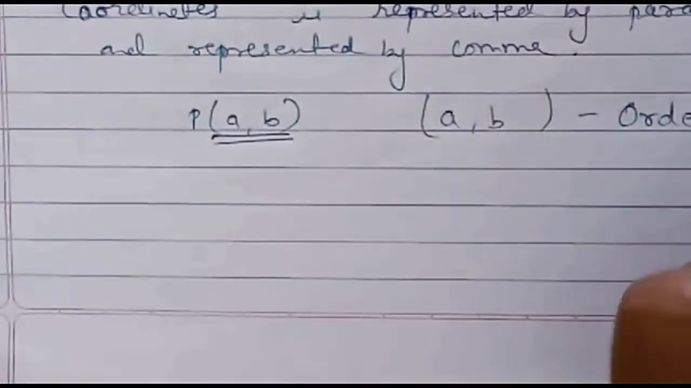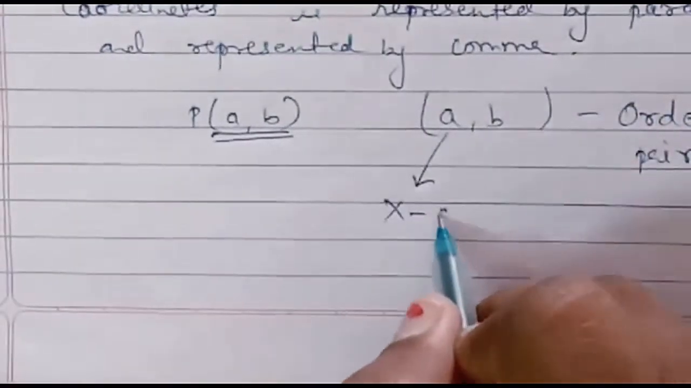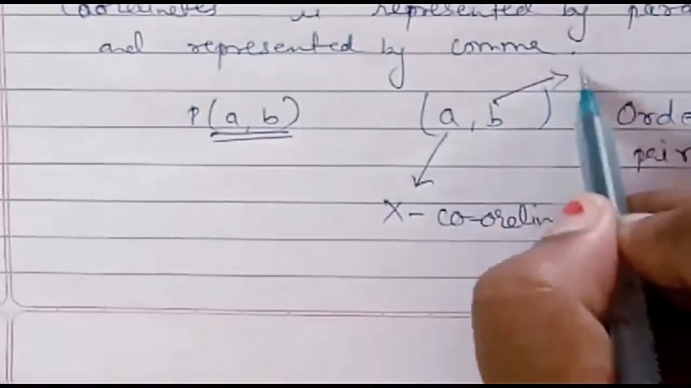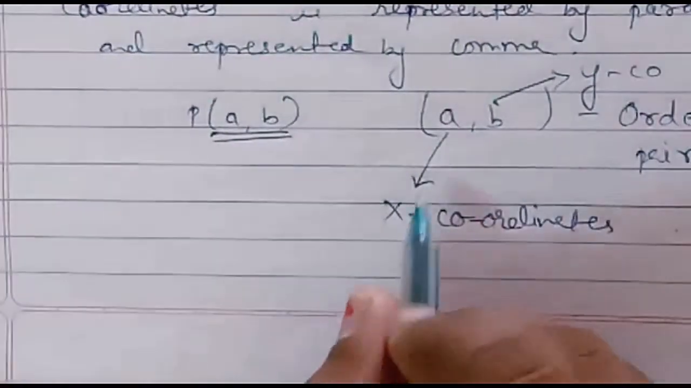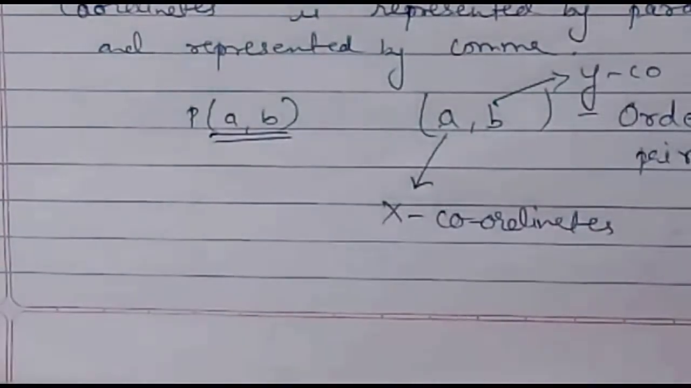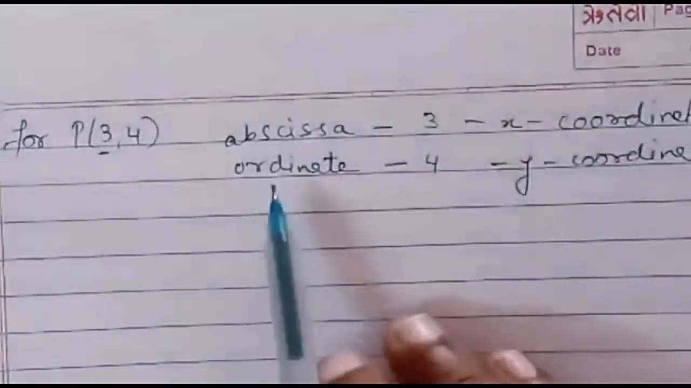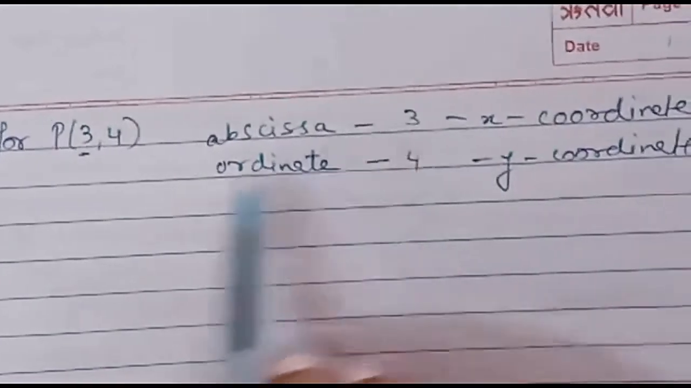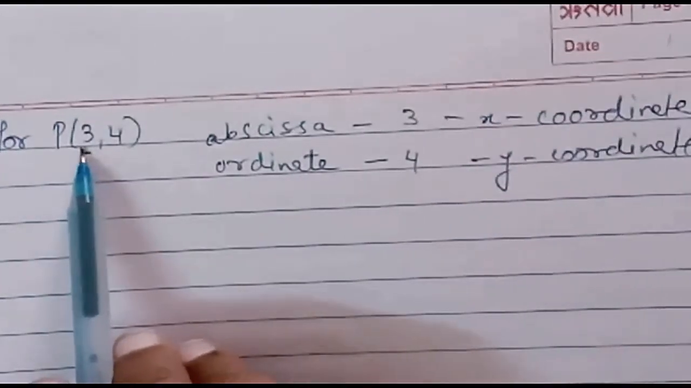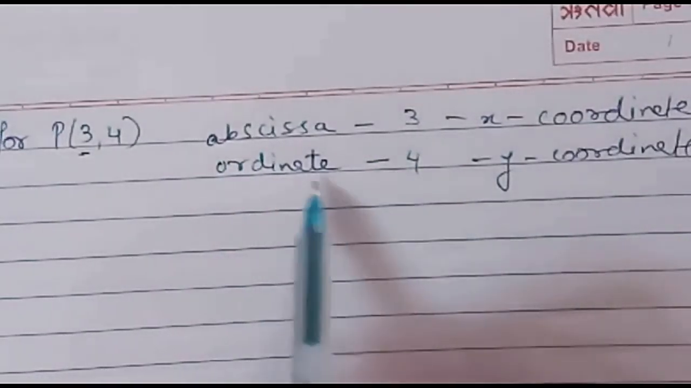In this ordered pair, the first number represents the x coordinate and the second one represents the y coordinate. The x coordinate is also called abscissa and the y coordinate is called ordinate. So for point (3, 4), the x coordinate is 3, so the abscissa is 3, and the y coordinate, the ordinate, is 4.